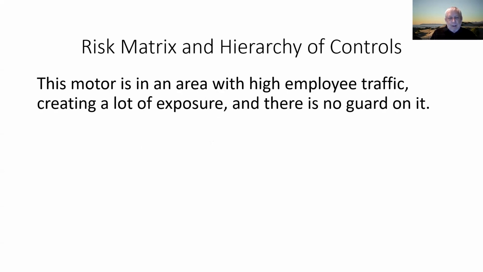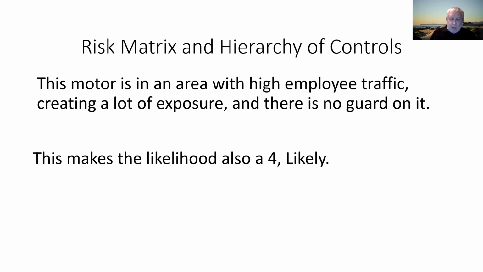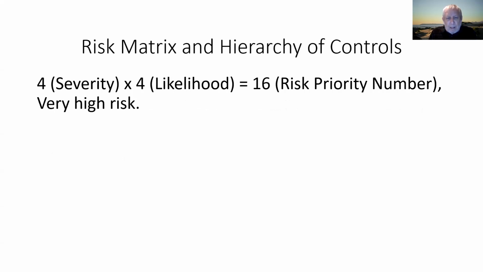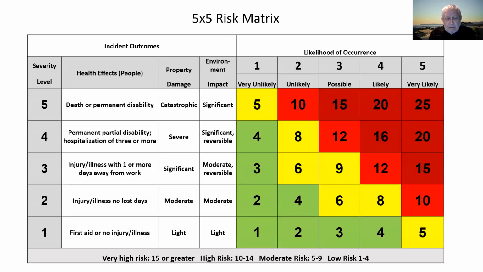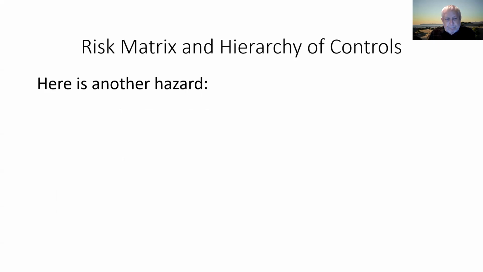This motor is in an area with high employee traffic, creating a lot of exposure, and there's no guard on it. So this makes the likelihood also a 4. Pretty likely. If it's high traffic, somebody's going to try to do something stupid. Believe me, they'll do it. So severity times likelihood, 4 times 4 is 16, which is the risk priority number, and that's a very high risk. There's the severity, the likelihood, and there's your risk number.